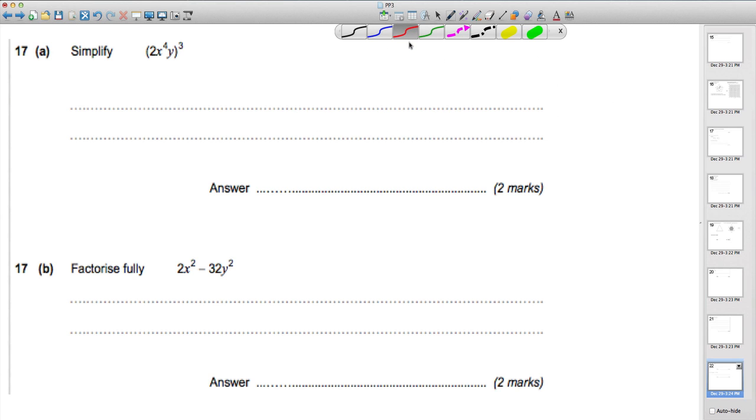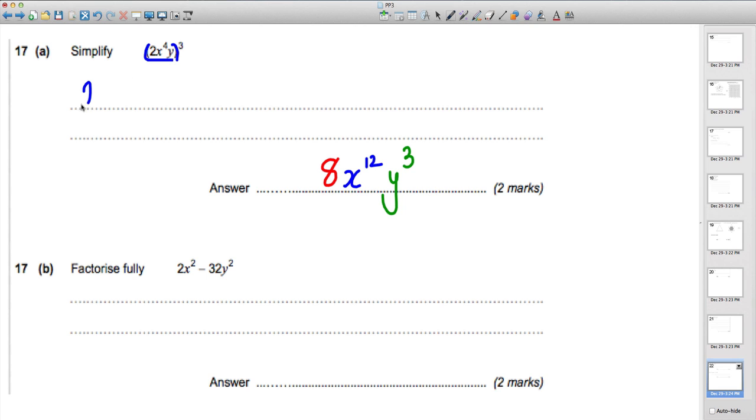The correct answer is 8x¹²y³. Okay, and I'm going to explain to you, if you're stuck remembering these, this is how you remember it. Look, this here is a bracket. It's telling you that everything inside that bracket is cubed, i.e.